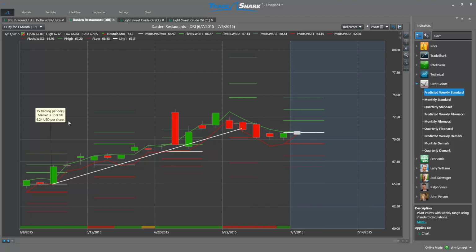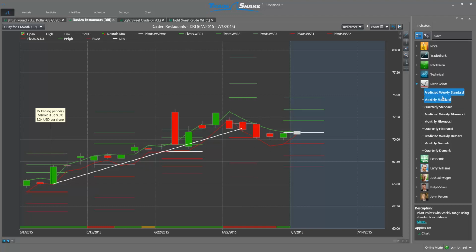This is why traders who utilize TradeShark's predictive technology have such a significant advantage in the market. Instead of relying on past prices and reacting to what the market is doing, traders are prepared not only for the next week and the next couple days, but for even the next trading day, knowing where to be a buyer and where to be a seller in the market.